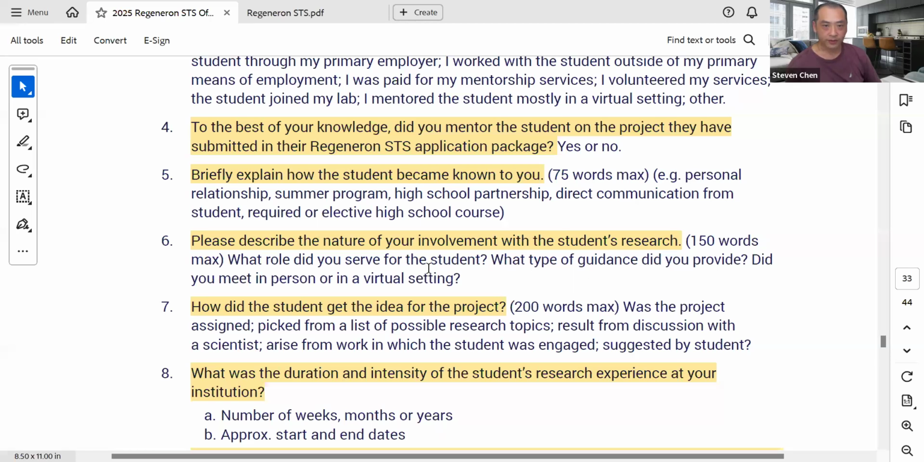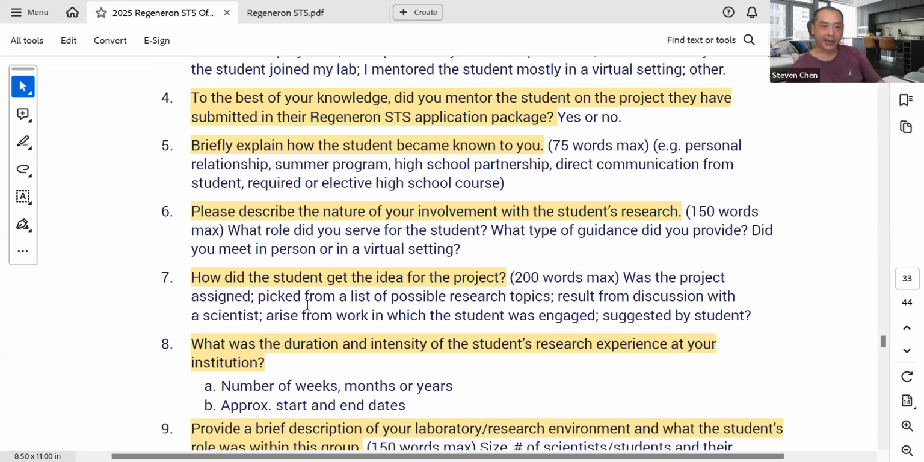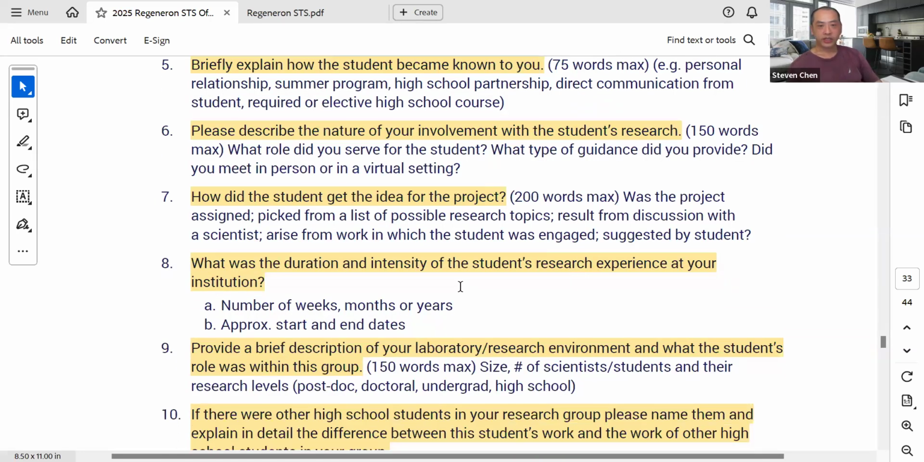Yes. So this is also very important, right? Because sometimes students will exaggerate. They say, okay, I did everything in the lab, I actually didn't receive too much support or help from the mentor. I did everything, but it was not the case actually. So that's not good. And then the mentor will be asked to respond, how did the student get the idea for the project? Whether the mentor came up with the idea and assigned it to the student, or the student individually came up with the idea, right? Next, what was the duration and intensity of the student's research experience at your institution?